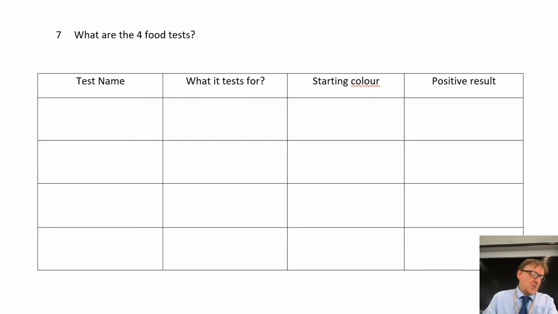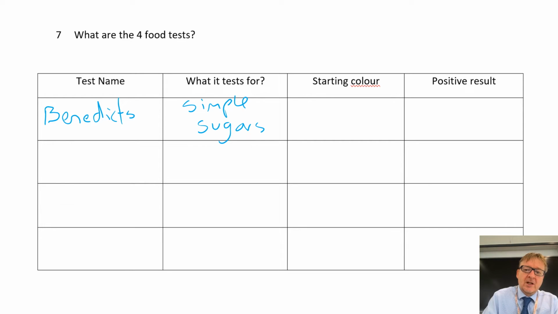Question number 7. What are the food tests? Right, we'll start off with Benedict's. What does it test for? Simple sugars. What's its starting colour? Blue. It's kind of like the blue that this pen is actually working on.